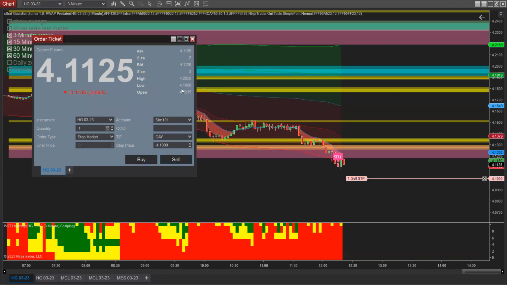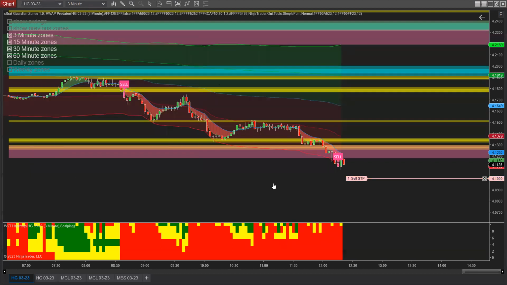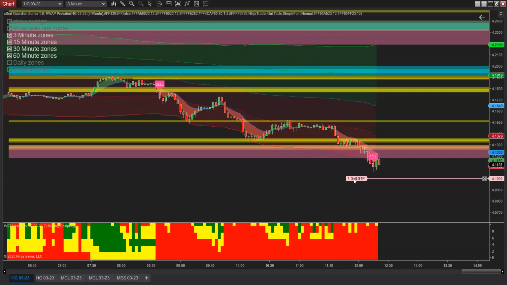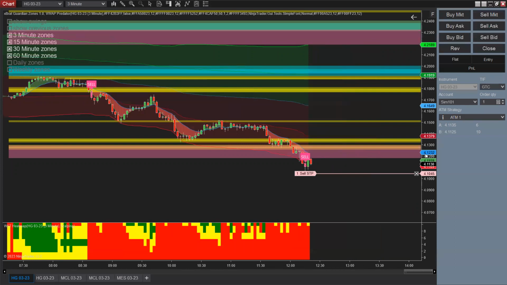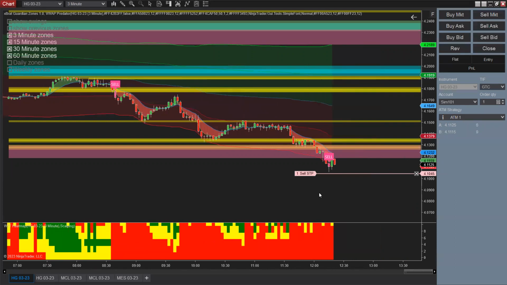Okay, so now my order is on. I can adjust that now to slightly just above there, like that. So it's just about right. Now, when you get into a trade, and I'll put the chart trader on here, when you don't place the stop straight away with NinjaTrader, it's a little bit weird. So you're going to use what's called an ATM strategy.